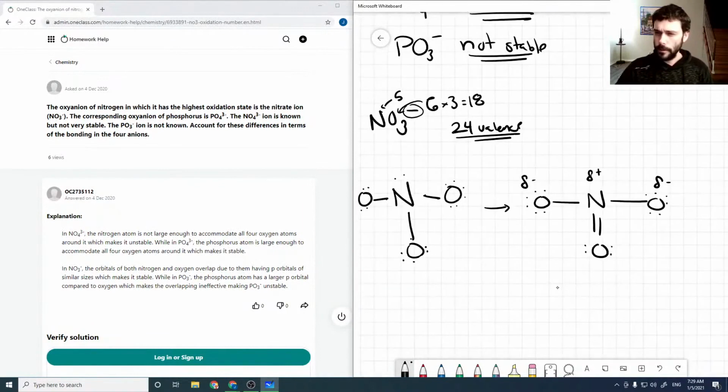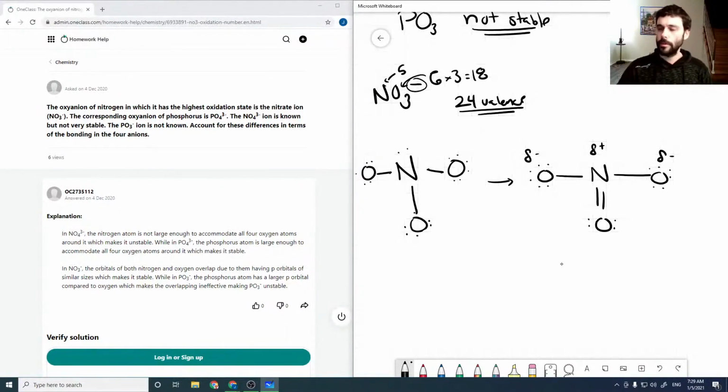Okay. So then, the other thing to point out here, especially for this question, is that our nitrogen is sp2 hybridized. And this double bond is being formed from the overlap of a 2p orbital with a 2p orbital. Or actually, just to emphasize this a bit more, this double bond is being formed from a nitrogen 2p orbital overlapping with an oxygen 2p orbital. Okay?